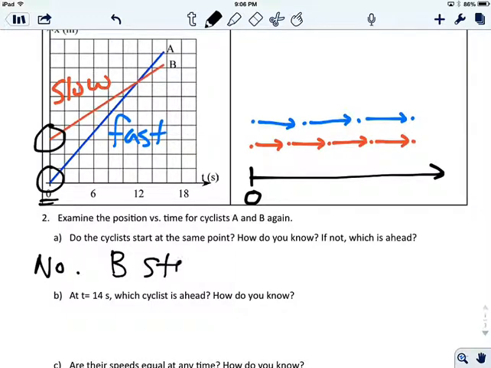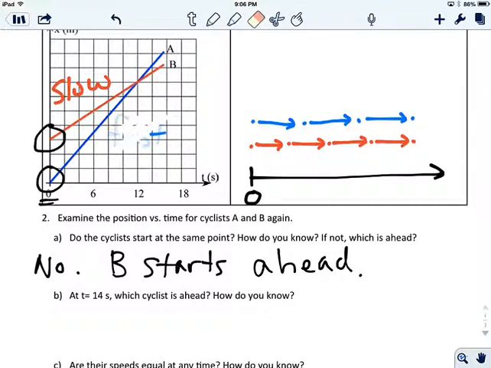B starts ahead. There we go. Sorry about the handwriting, guys. Okay, now it says at t equals 14, which cyclist is ahead? Let's clean this up a little bit. I'll erase some of my marks here.